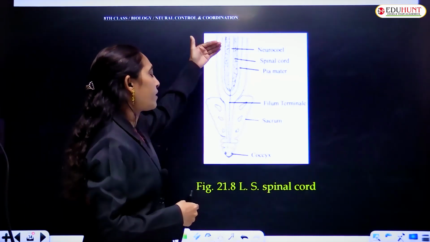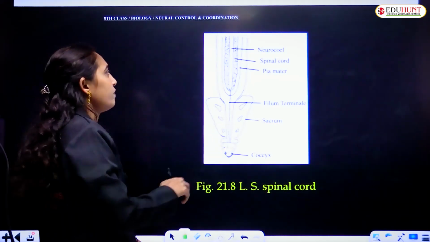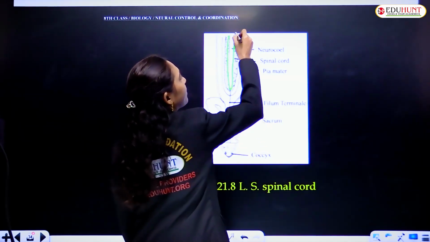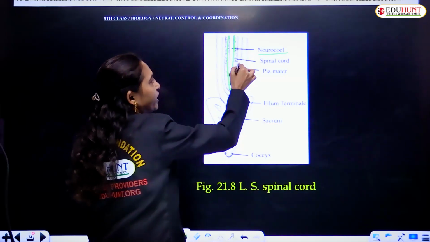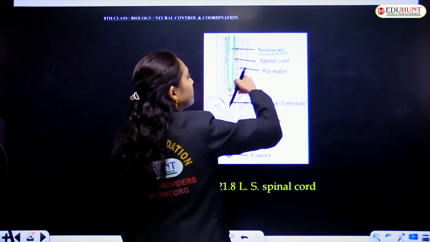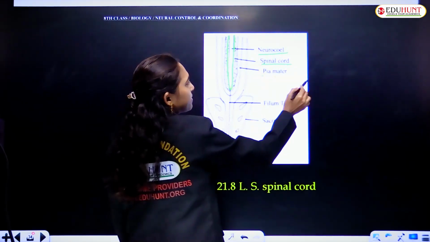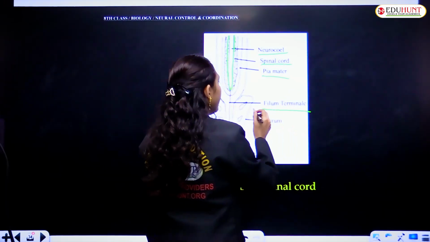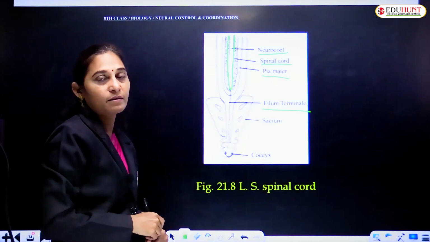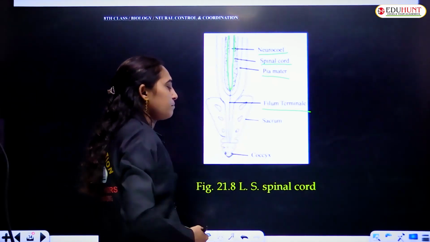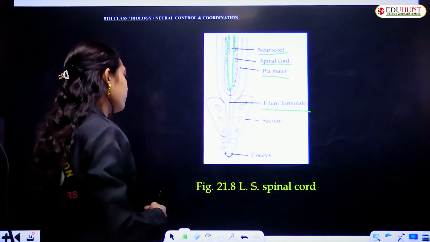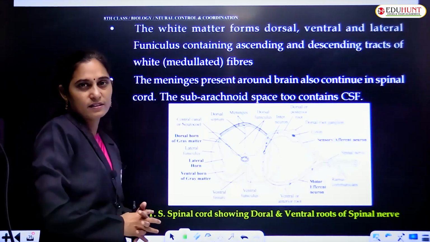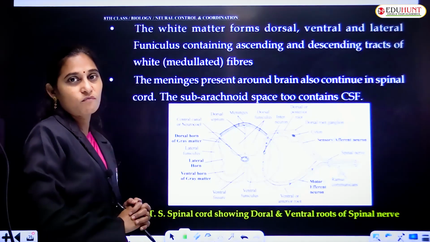This is the longitudinal section of the spinal cord, where we can see the central cavity called the neurocele, through which the spinal cord passes. And this is the pia mater, dura mater, pia mater, these are the meninges. And the filum terminale, that is the terminal part. This is sacrum, lumbar, sacrum, these are the vertebrae. Coccyx, sacrum, lumbar, thoracic, these are vertebrae. The vertebral column consists of vertebrae.